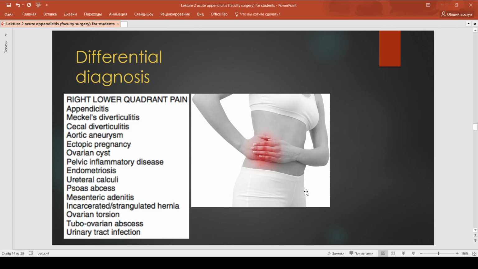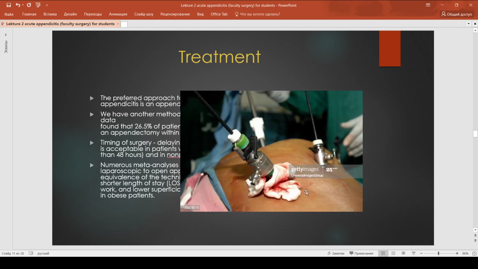planning and any intervention. You must take a detailed menstrual history and can distinguish mittelschmerz: no fever or leukocytosis, mid-menstrual cycle pain, and ectopic pregnancies. As you see on this picture, it can also be aortic aneurysm, ovarian cyst, and many other reasons like ureteral calculi.